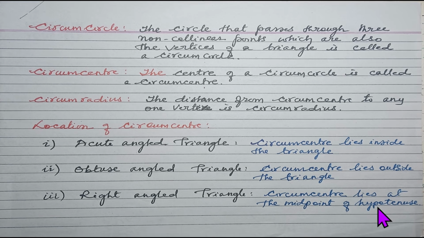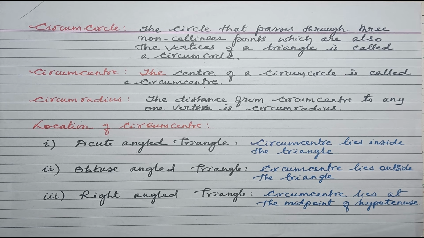This will be clearer when I discuss the constructions in the various exercises of the textbook. There you will understand how the circumcenter lies inside, outside, or at the midpoint of the hypotenuse of the right angle triangle. When I complete those constructions, this point will be clearer. But still, remember what happens: in an acute angle triangle the circumcenter is inside, for an obtuse angle triangle it is outside, and for a right angle triangle it is the midpoint of the hypotenuse.